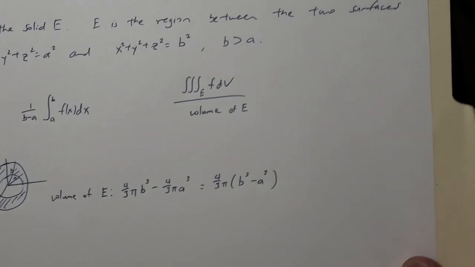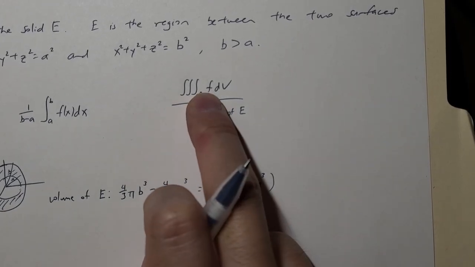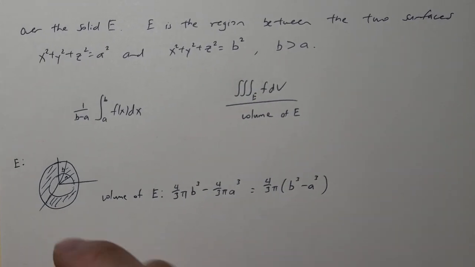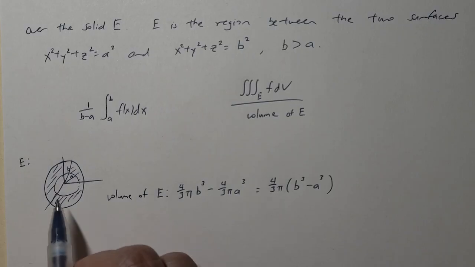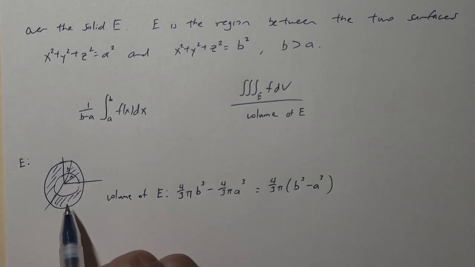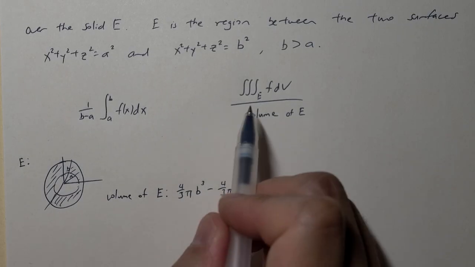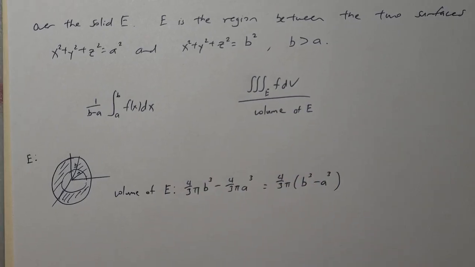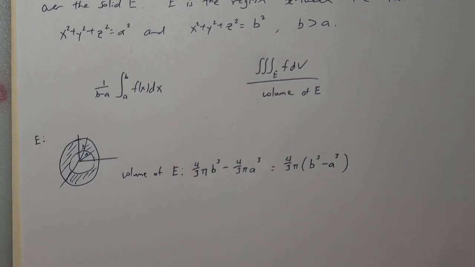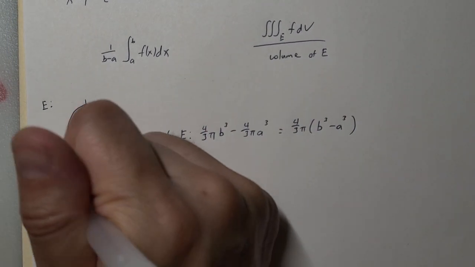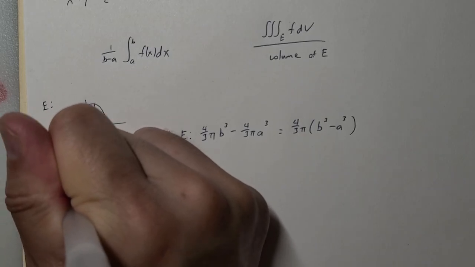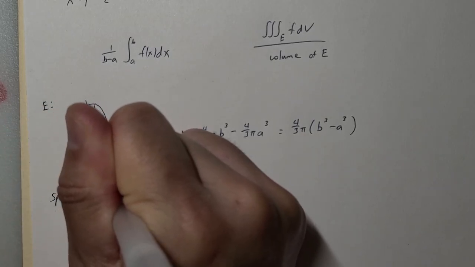Okay, so we got this part. Now we have to evaluate this triple integral. We have our region E over here. So how can we get limits of integration? Well, we probably want to use spherical coordinates to make our lives easier. Spherical coordinates, okay?